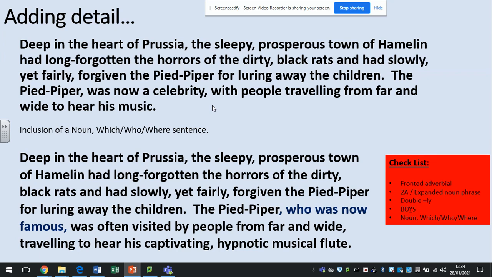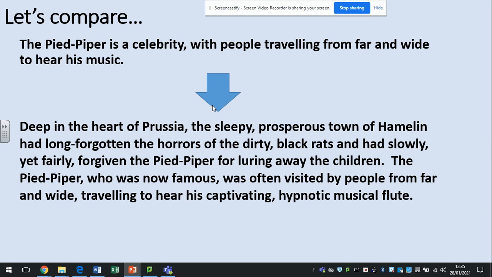So in our checklist, we've now used fronted adverbial, 2A stroke expanded noun phrase, double ly, boys, and a noun which you wear. So we've got 5 different sentence types in there already, and we're only on the first paragraph. So let's compare. So what I've got here is my initial key event of this story. So that's the Pied Piper is a celebrity with people travelling from far and wide to hear his music.